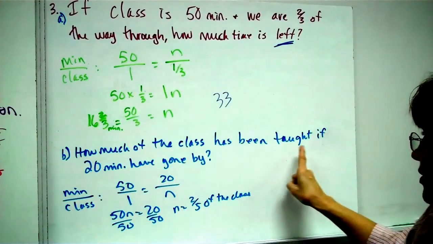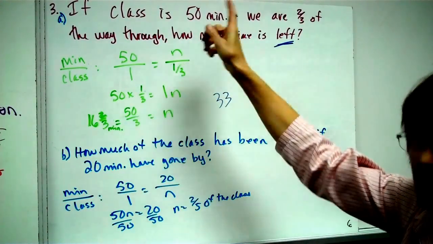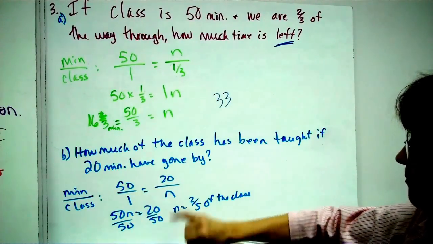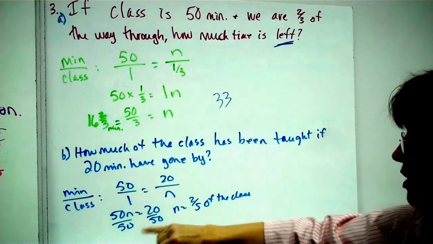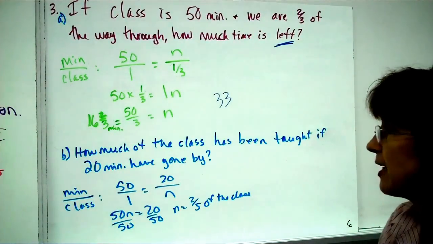All right, so let's take it the other way. Let's say how much of a class has been taught if 20 minutes have gone by. Same class, 50 minutes. So you do the same proportion, 50 over 1, same ratio, and then 20 over n because you don't know how much of the class. And do your cross products, and it turns out 2/5 of the class has gone by.